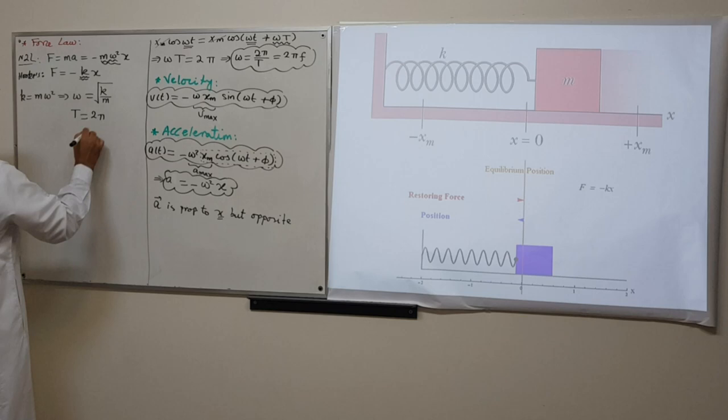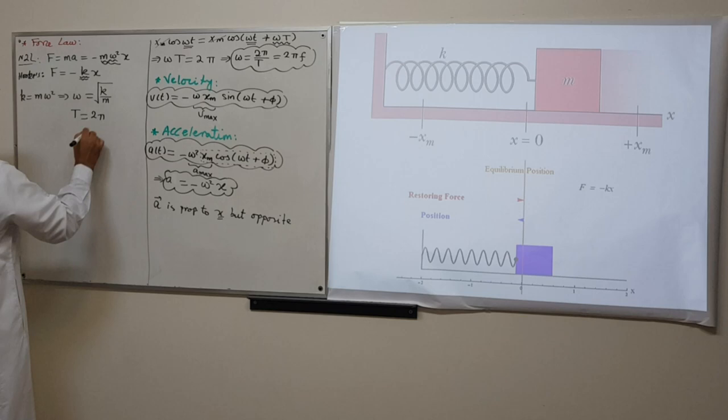Now let's proceed to find phi. To find phi, you either take equation 2 with 3 or 2 with 1, because we need phi. So what I will do is divide 2 over 1: V of 0 over A x of 0 is equal to, dividing this over that, minus omega. x_m will cancel, sine over cosine will be tangent of phi. So phi is equal to tangent inverse of minus v of zero over omega x of zero.